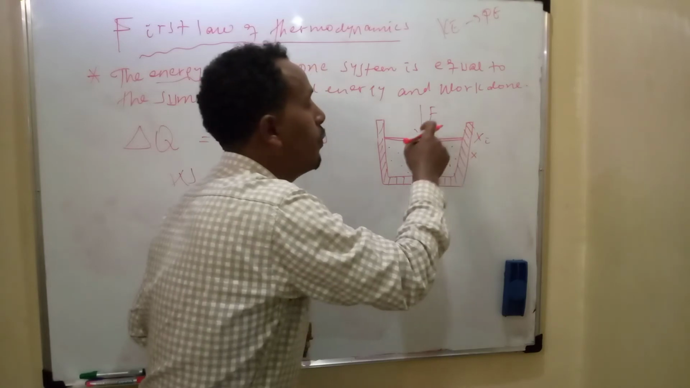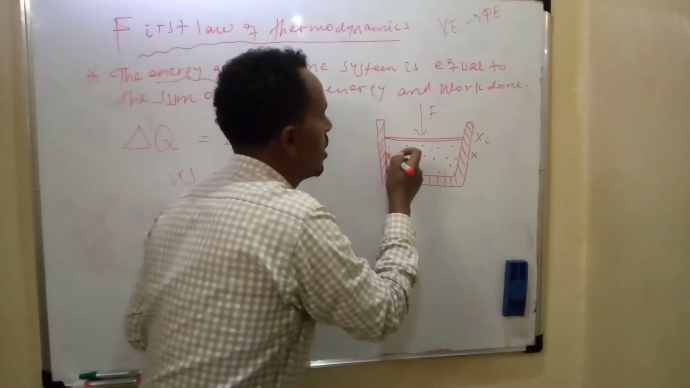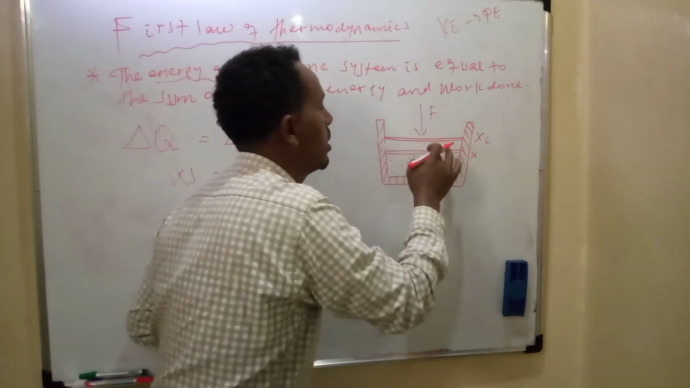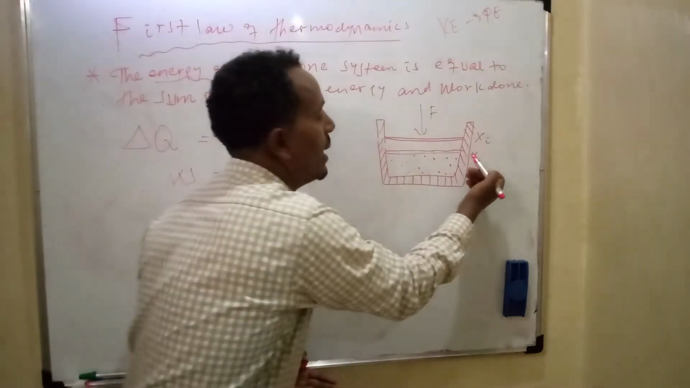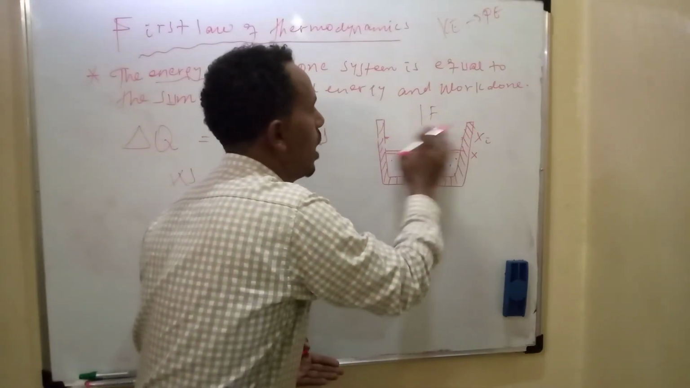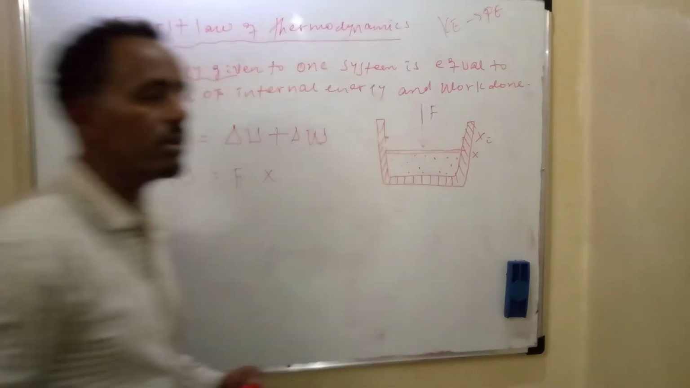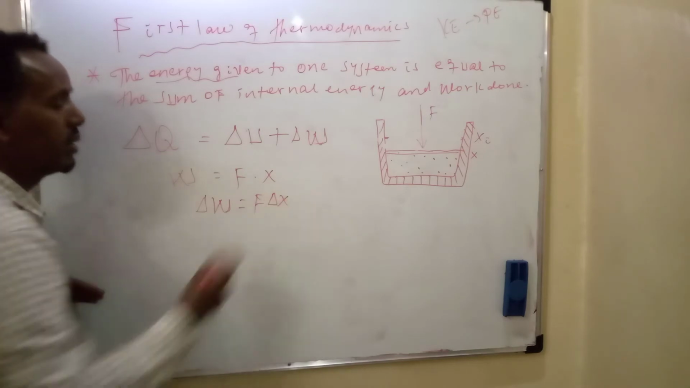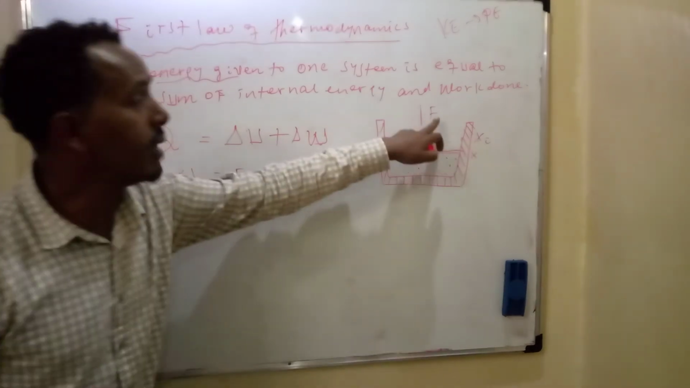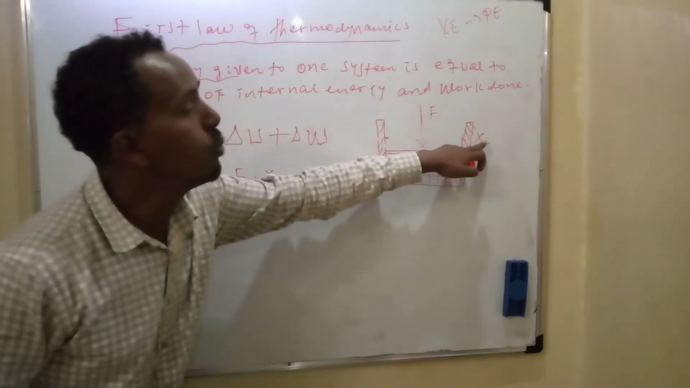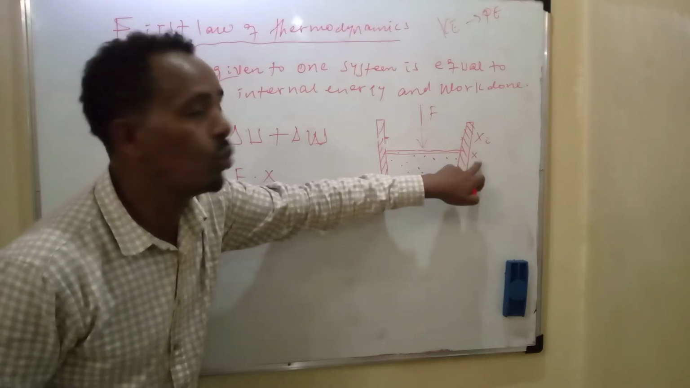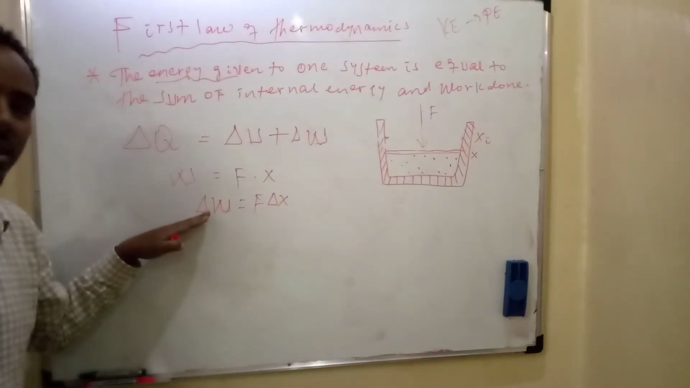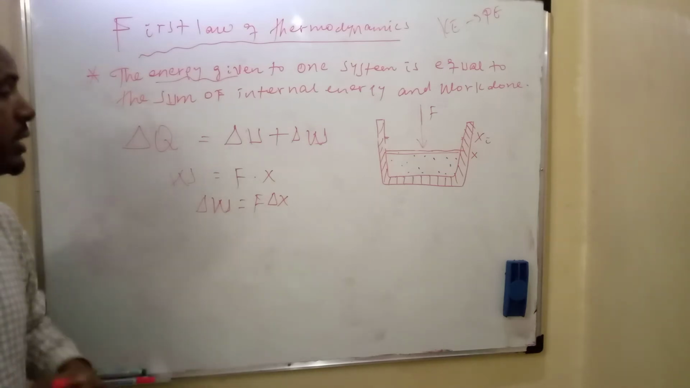After the force F is applied on the piston downward, the gas molecules are compressed down, and finally the piston moves down to here. The change in work done equals F times change in X. A constant force is applied on the piston, and the piston moves down from position xi to x. There exists a change in position, so due to the change in position, a change in work done exists. Therefore, the change in work done equals force times change in displacement.